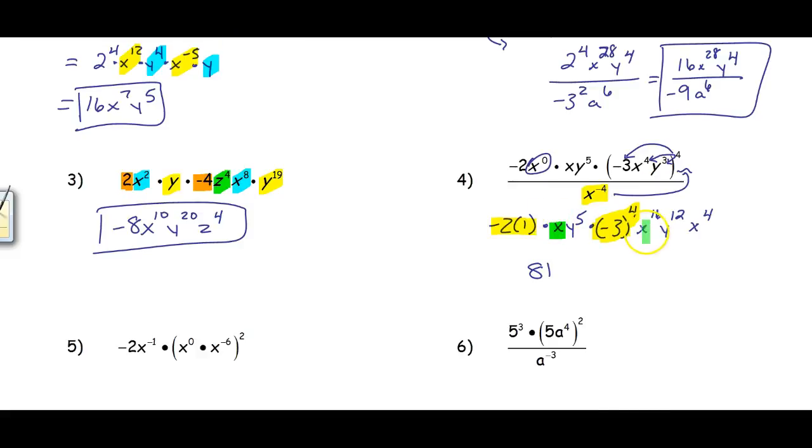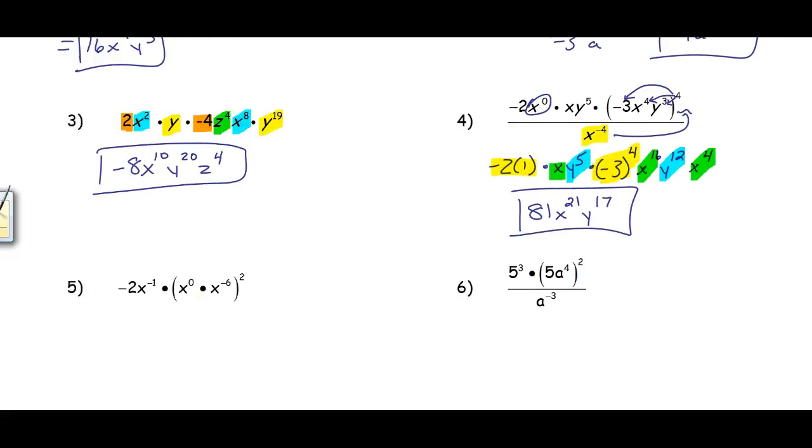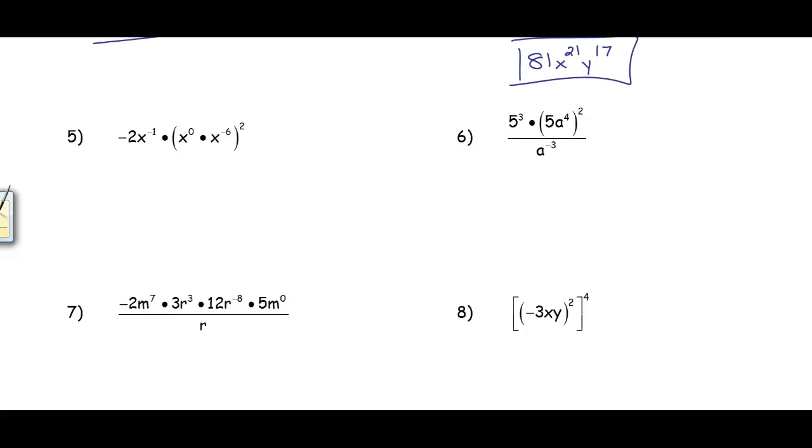When you do that, you're going to end up with 81. You have x to the 16th, x to the 4th. Base stays the same. You add your exponents to 21. Okay, y to the 5th, y to the 12th. You get y to the 17th, and then there's your problem. All right, let's try one more.